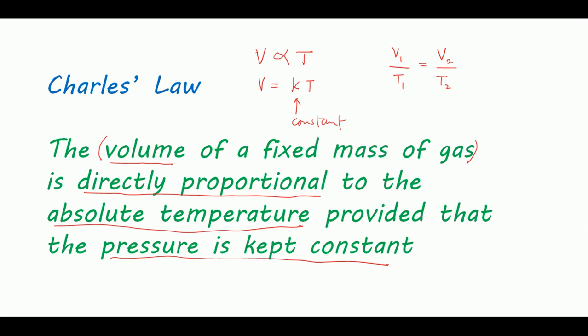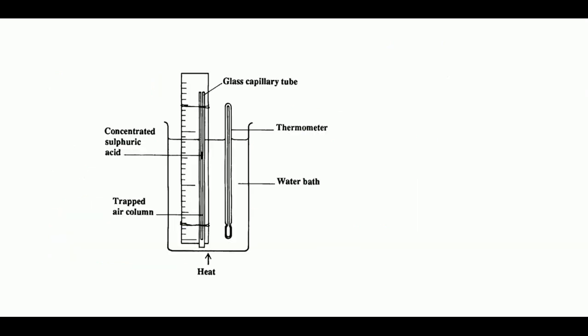Now, let's look at how we came up with Charles's law. So, you also have to be able to describe an experiment to demonstrate Charles's law. And this is essentially the apparatus that you use. We have some air trapped in a column, right? There's a concentrated sulfuric acid plug at the top here. And this here represents the trapped air. So this is air. And we have a water bath, and we have a thermometer that is measuring the temperature of the water bath.